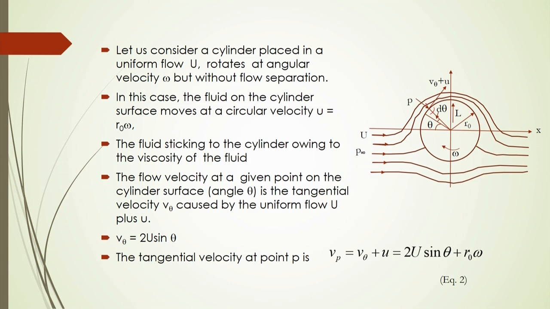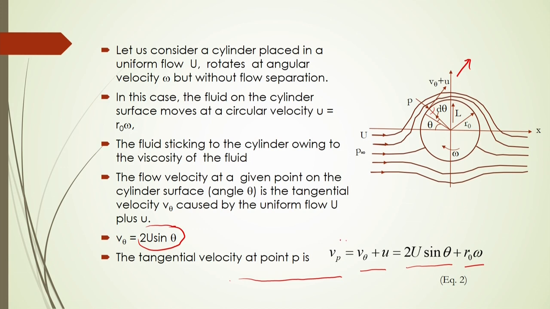As shown here in the figure, there will be a tangential velocity denoted by V theta, as well as the velocity caused by the angular momentum. So there are two components of the flow in the tangential direction of the surface at point P, the summation of V theta and U. What should V theta be? We have already said that V theta is equal to 2 U sin theta, and then the tangential velocity at point P, V P, is equal to V theta plus U, which is equal to 2 U sin theta plus r 0 omega.